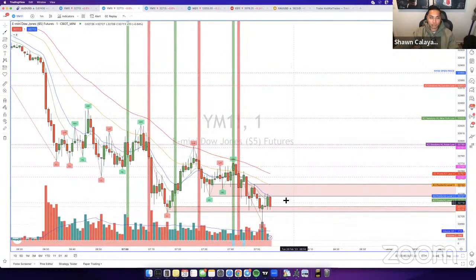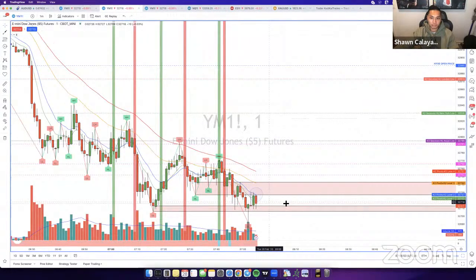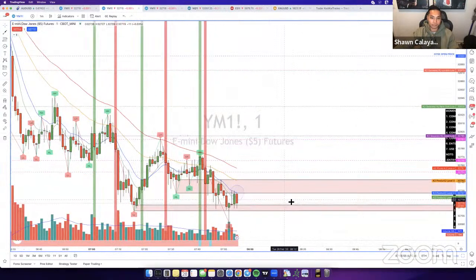There's another wick rejection right here, but it's not a very strong one. You can't really see it clearly off the structure. So I don't know if I'll be taking this here for an SR rejection scalp, but yeah, this market sucks. Hopefully by tomorrow, it'll be moving about a lot smoother.